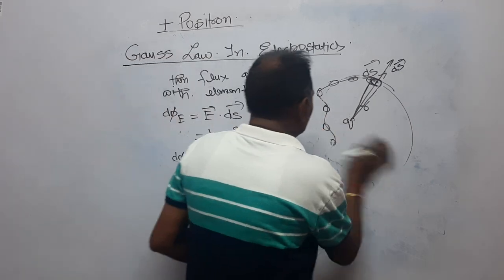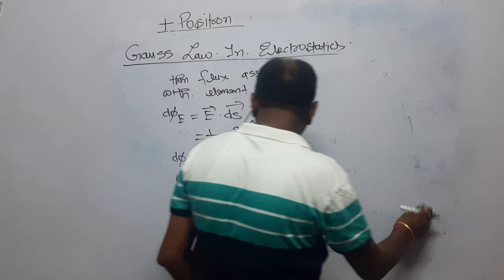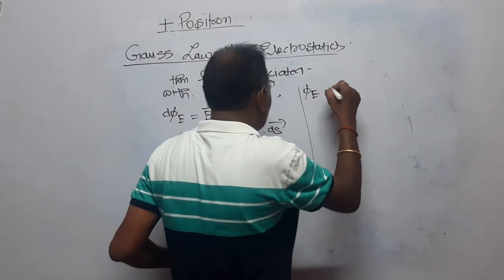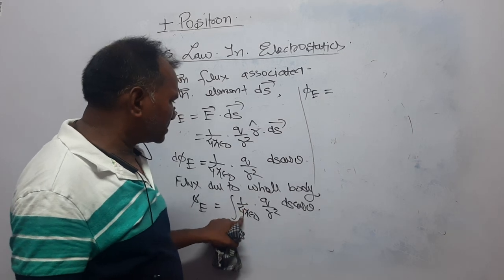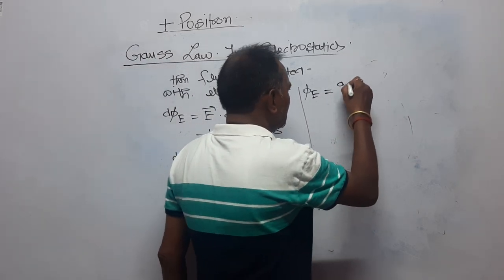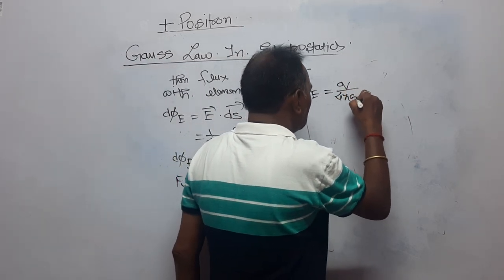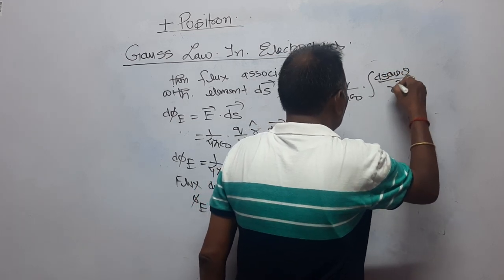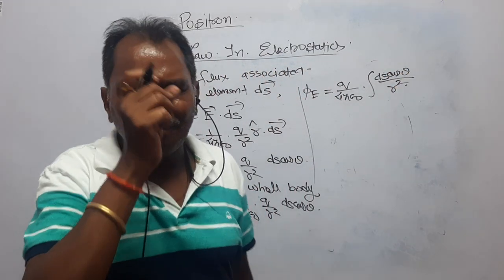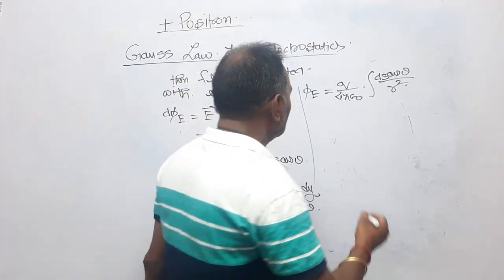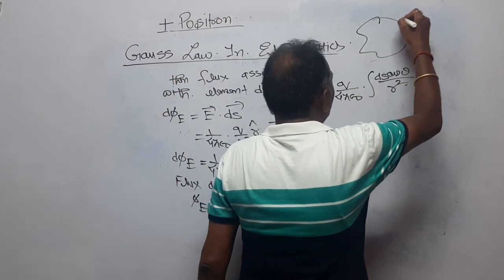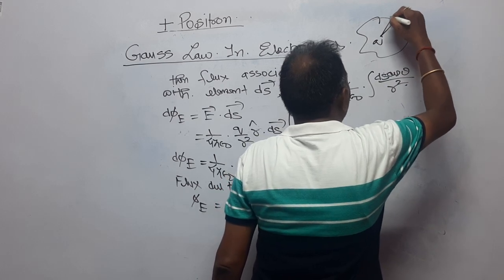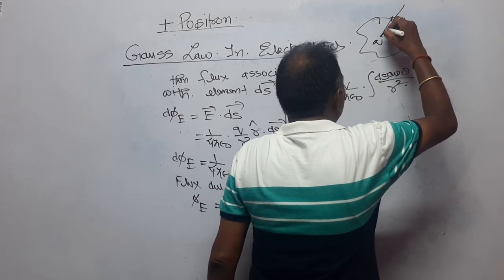Now, dear students, look here, very simple. You can write phi is equal to, now q upon 4 pi epsilon naught is a constant, take it out. Now this is integral ds cos theta upon r square. Dear student, it was our body, and there was charge q and it was the element ds, right?